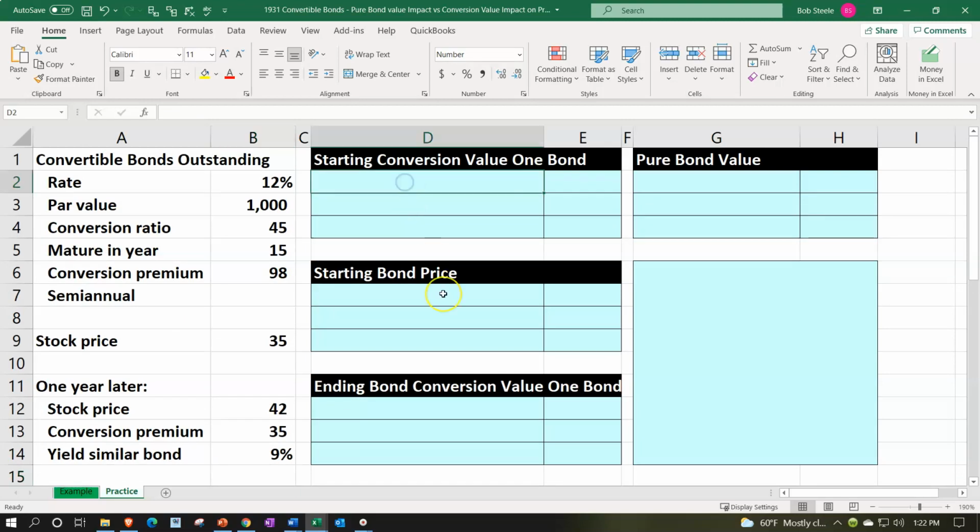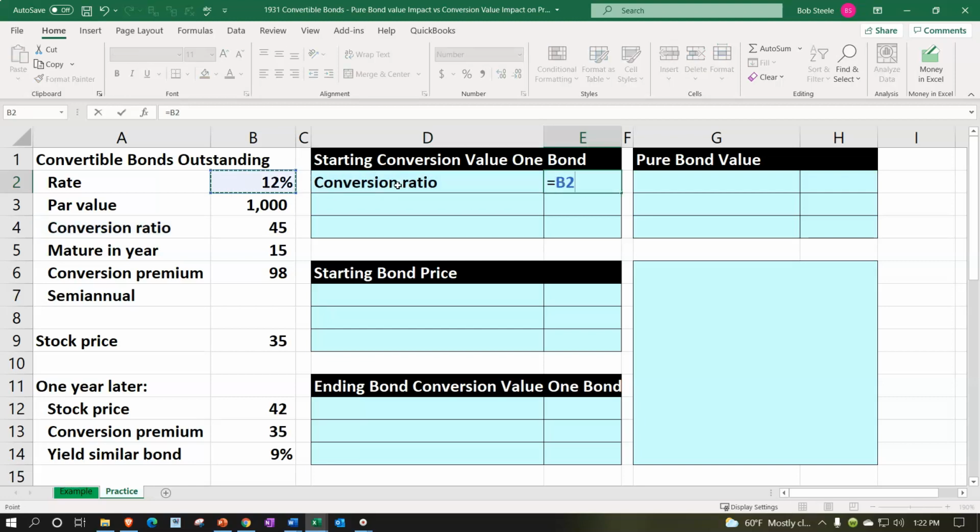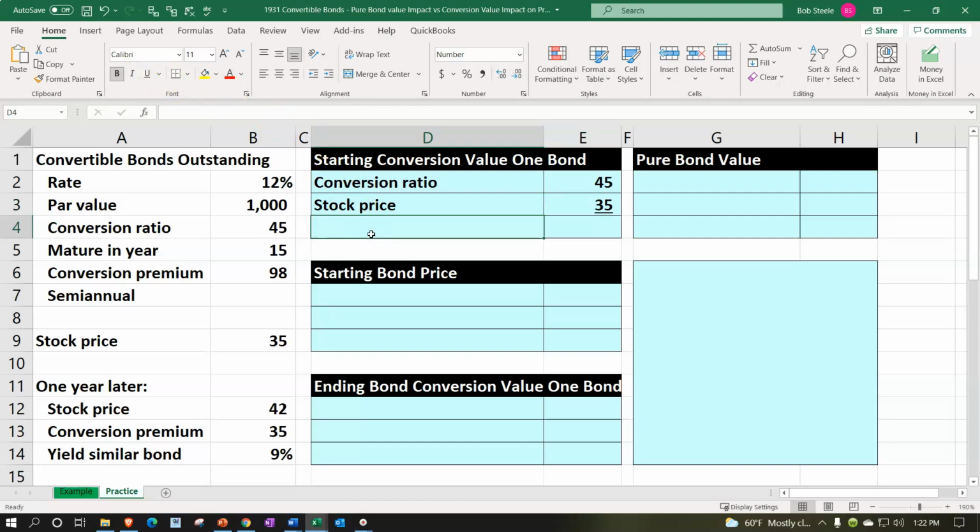So let's start off with our starting conversion value for one bond. If we had one bond, starting conversion value would be the conversion ratio. So we'll pick up the conversion ratio at 45. We can convert then the one bond to 45 shares, and those shares have a stock market price at this point in time of $35. So if we got 45 shares at $35, we're going to go to the font group and underline. That's going to be our conversion value, which would be equal to the 45 times the 35. So the value would be $1,575. And then we can look at the bond price.